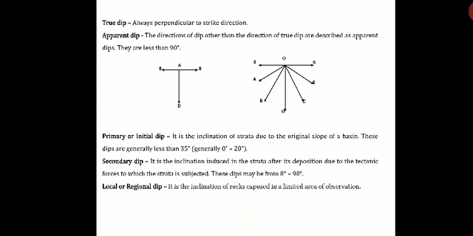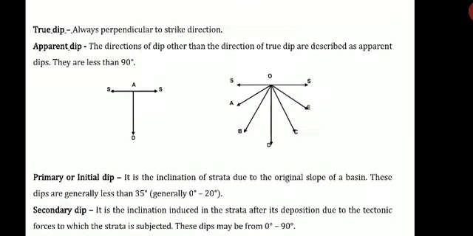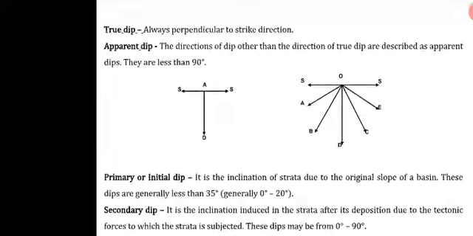Next, let us see what are the different types of dips. So the very common are true dip and apparent dip. So true dip is what? It is always perpendicular to the strike. Suppose in the figure you can see SS is the strike direction, then the dip direction AD, if the beds are vertical, this dip direction AD is called the true dip. So true dip is always perpendicular to the strike.